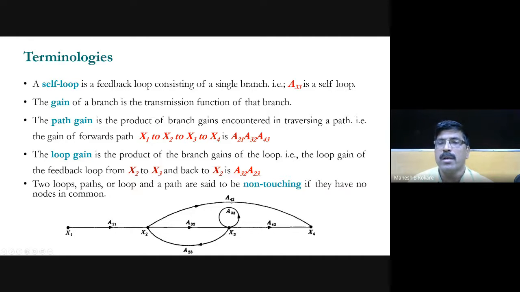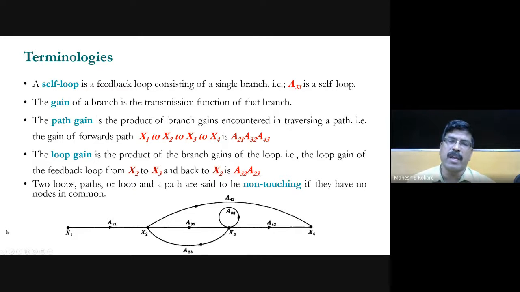What about this one? It is starting from 2 and terminating at 4. So starting from 2 and terminating at 4. What about this one? Starting at 3 and terminating at 4. So the gain of this one is A43, right? So the gain of the branch is the transmission function of that branch, or it is also called the simple gain. And then path gain.